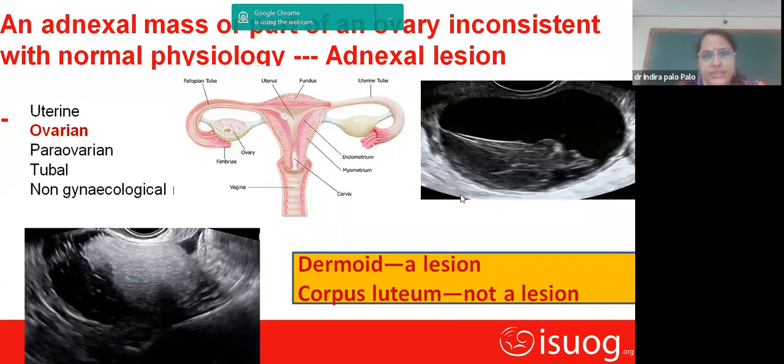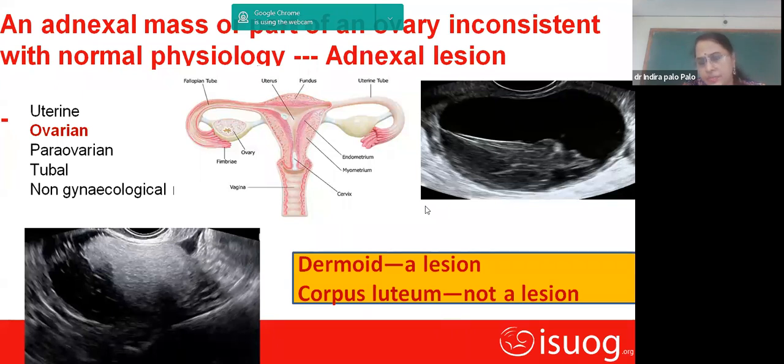What is an adnexal mass? An adnexal mass is a part of an ovary which is not consistent with normal physiology. Then we call it an adnexal lesion. Here in the left lower corner of my presentation, there is a circumscribed mass with an acoustic shadow which represents a dermoid. This is not a normal physiological finding, so it is a lesion.